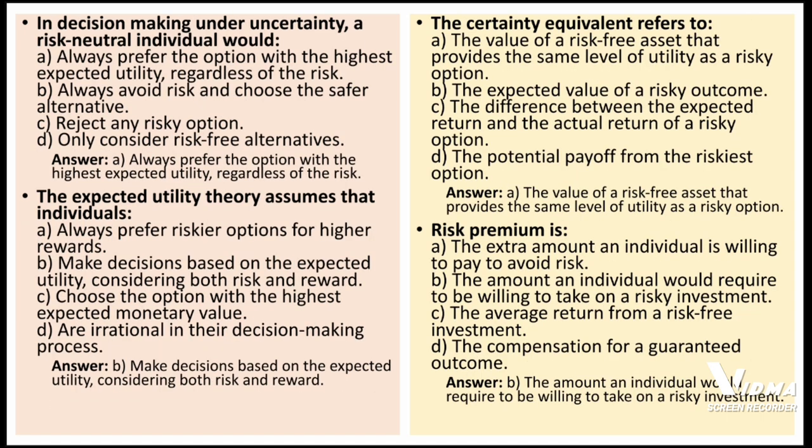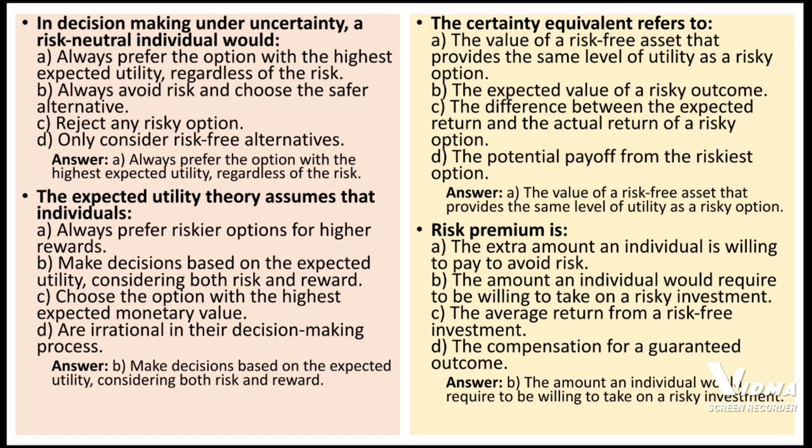In decision making under uncertainty, a risk neutral individual would. Answer is A. Always prefer the option with the highest expected utility regardless of the risk. The expected utility theory assumes that individuals. Answer is B. Make decisions based on the expected utility, considering both risk and reward. The certainty equivalent refers to. Answer is A. The value of a risk-free asset that provides the same utility as the risky option.